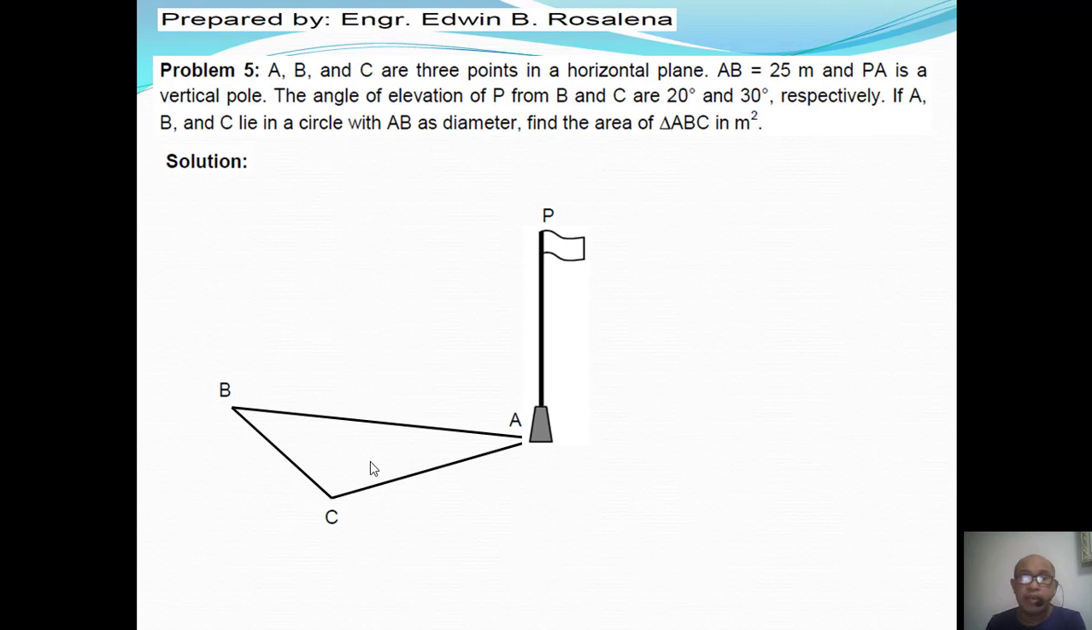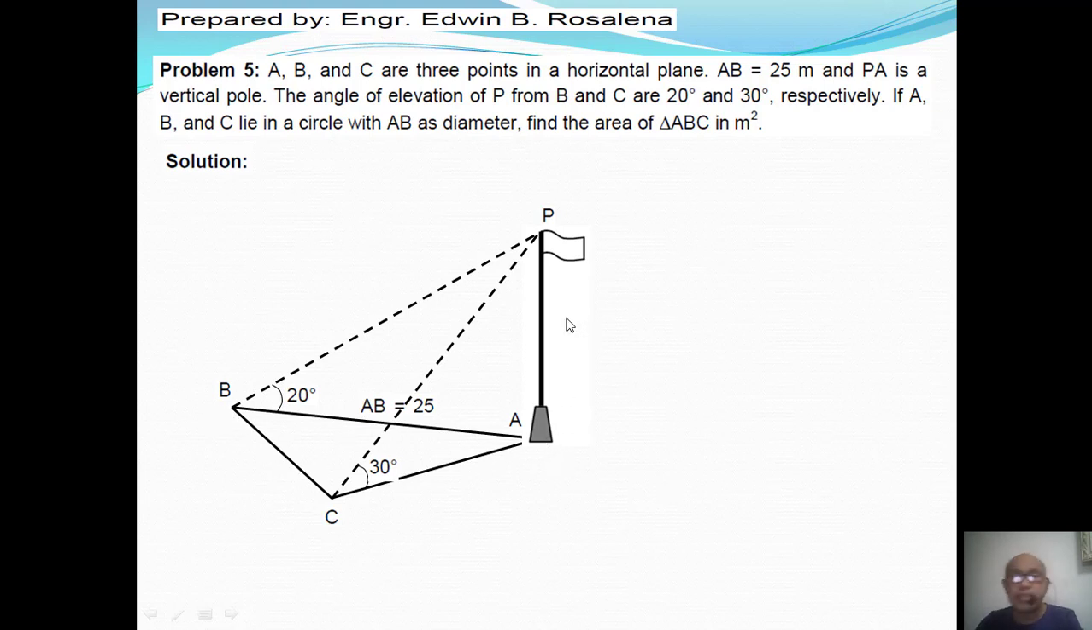So we will draw the figure here in 3D. Okay. Then we have here the vertical pole. The base is at A because PA is a vertical pole. From B, the angle of elevation of P is 20 degrees. Then from C, the angle of elevation of P is 30 degrees. Then AB is equal to 25 meters. Now, A, B, and C lie on a circle with diameter AB. So can you imagine that?